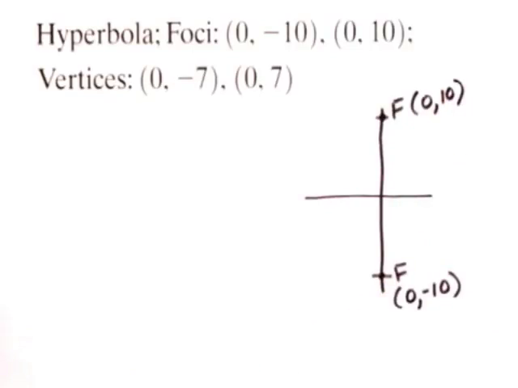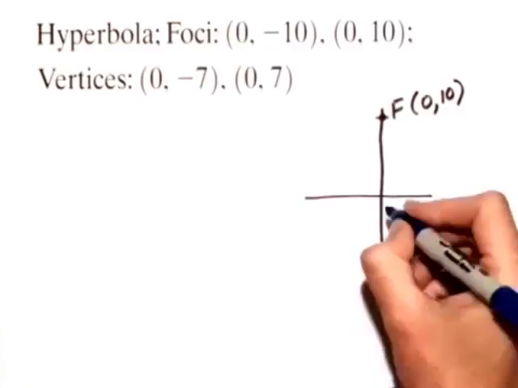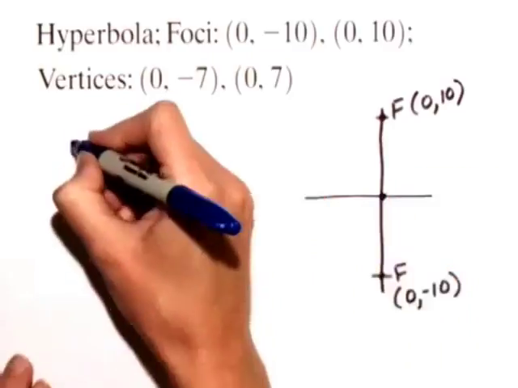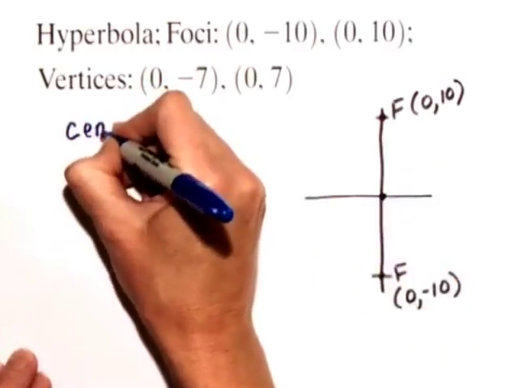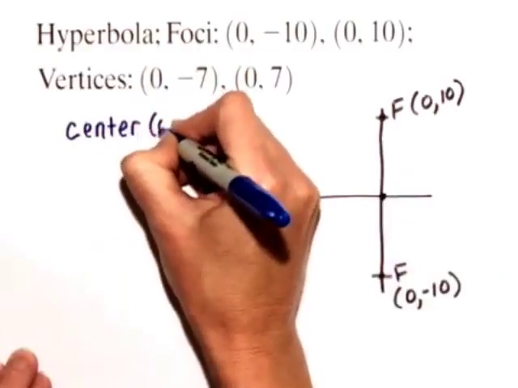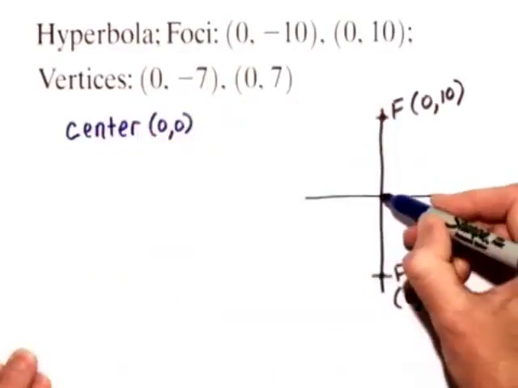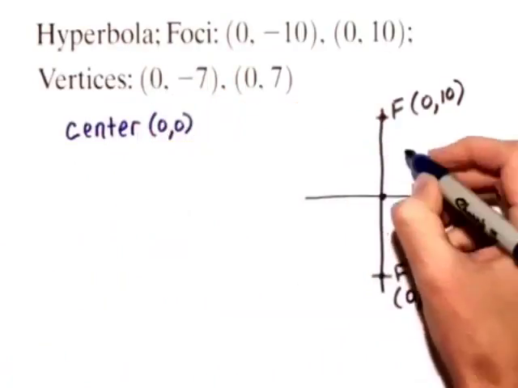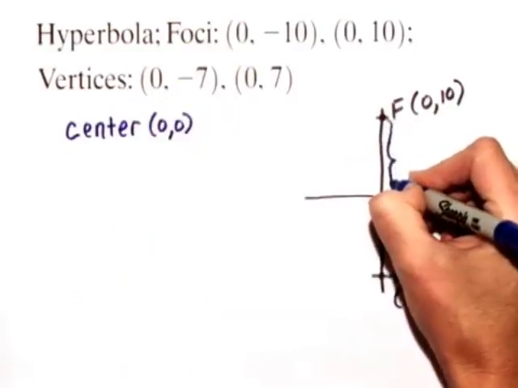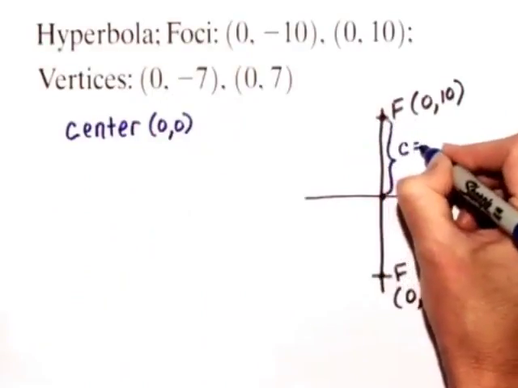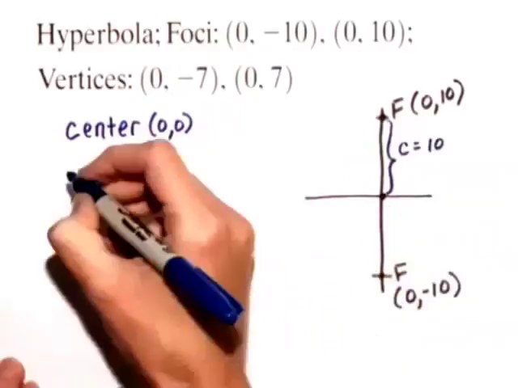It's important to remember that the focus is always c units from the center of a hyperbola. So therefore our center has to be located at (0, 0), since it's halfway in between each focus, and we can see that c is equal to 10.